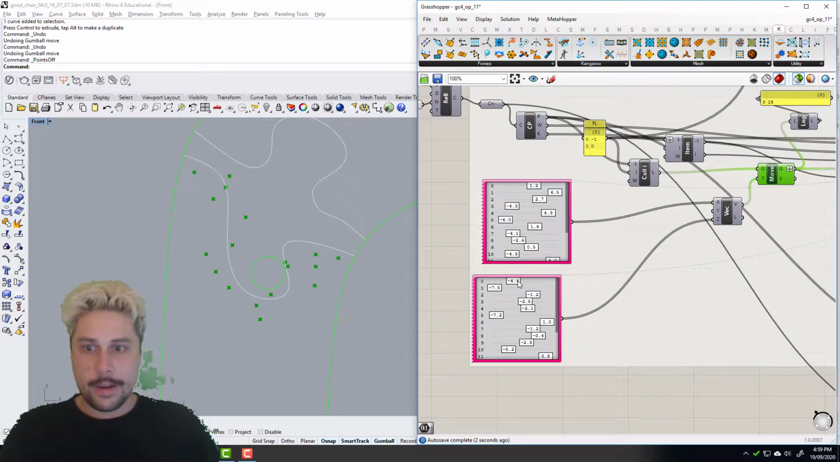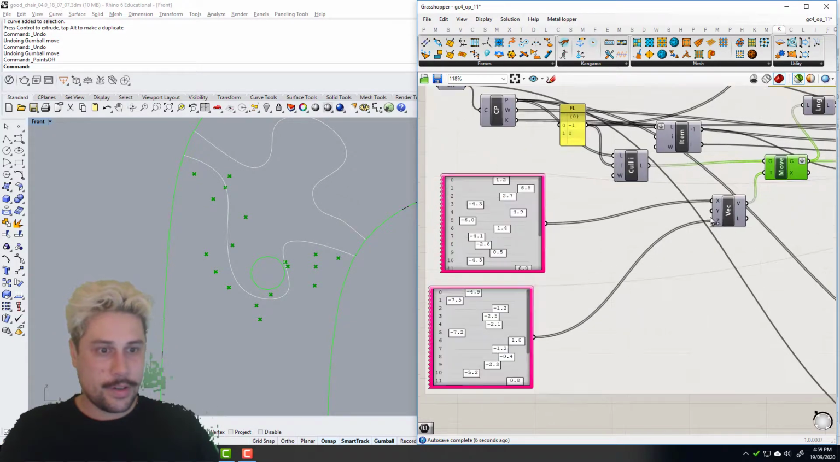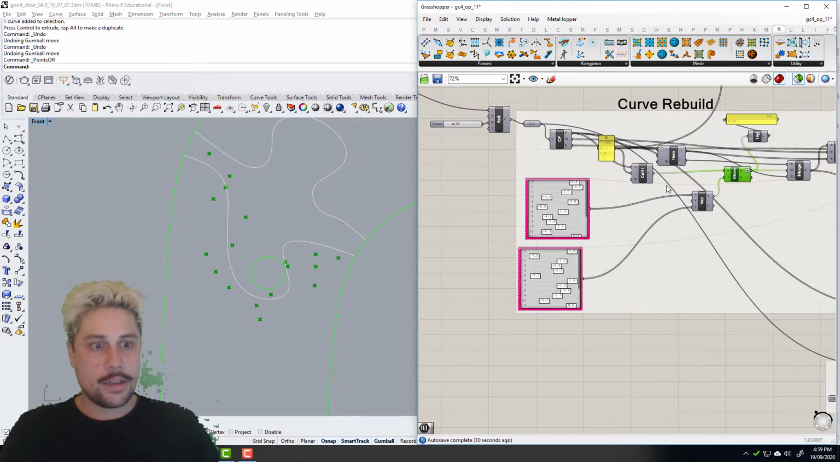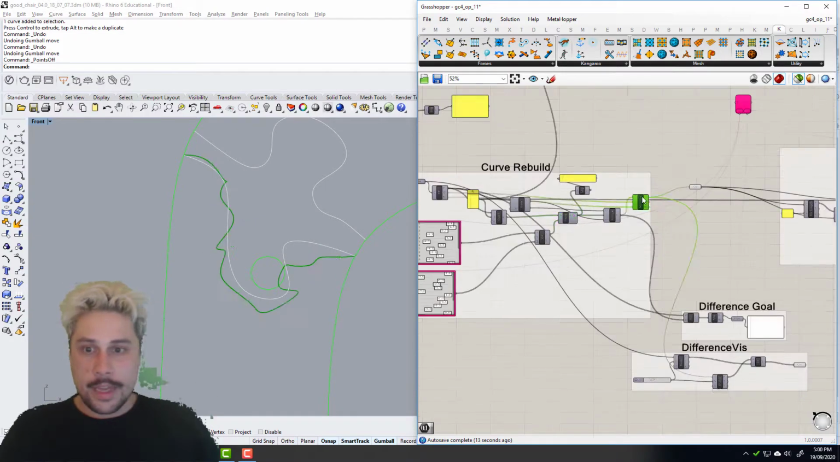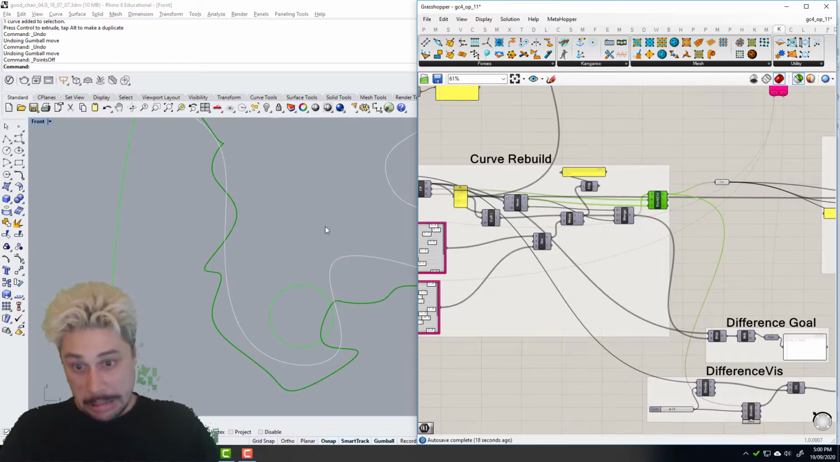Okay, sorry, I opened the wrong file. I had to change that to be the Z. So there you can see it moving there and moving there. Great. And then that rebuilds the curve into that, which is not good at the moment.